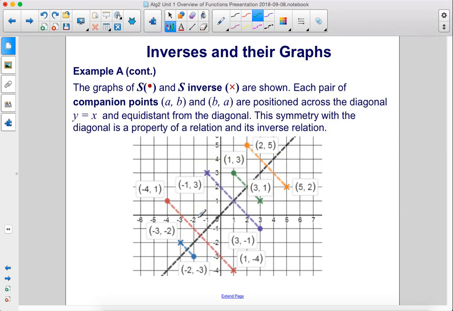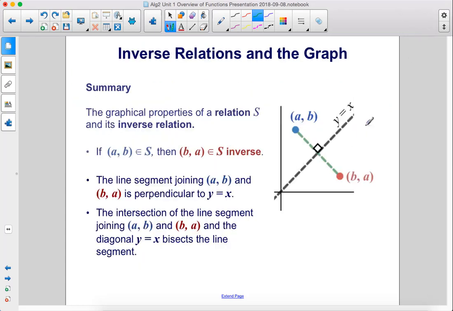The graphs of S and S inverse are shown. Each pair of companion points, (a, b) and (b, a), are positioned across the diagonal y equals x and equidistant from the diagonal. So like I said before, this length here is equal to this length here, this length here is equal to this length here, and so on. This symmetry with the diagonal is a property of a relation and its inverse relation.